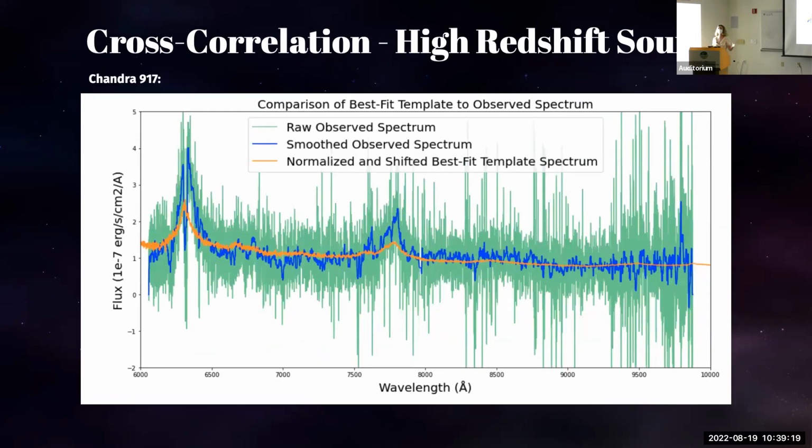This is an example of one that did work for our high redshift sources. This is that same source from before that I said from visual analysis most likely had an AGN. And happily, our best fit template was for a galaxy with an AGN. And this one is a worse match than the one before. As you can see, it does have those broad emission lines happening in the same place, but they're not quite the same height or strength. But of our high redshift sources, this was really one of the best matches that we found in terms of determinations there.